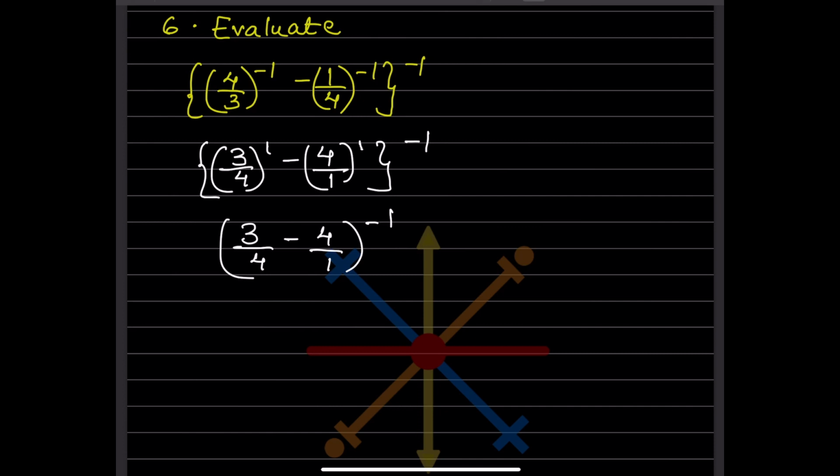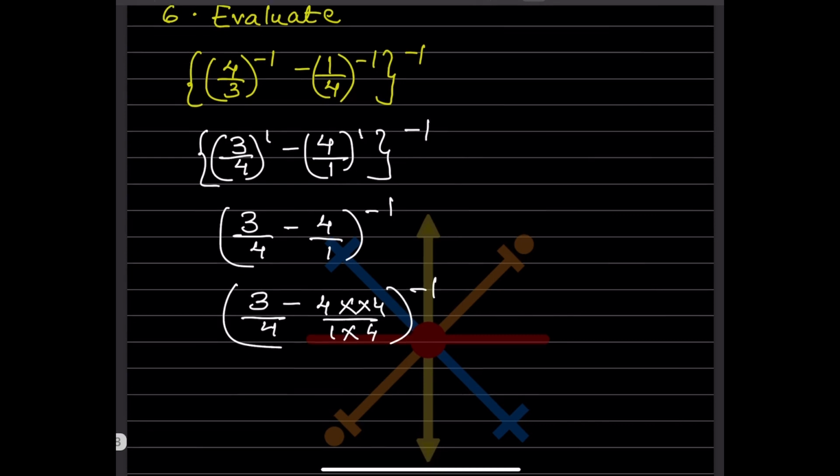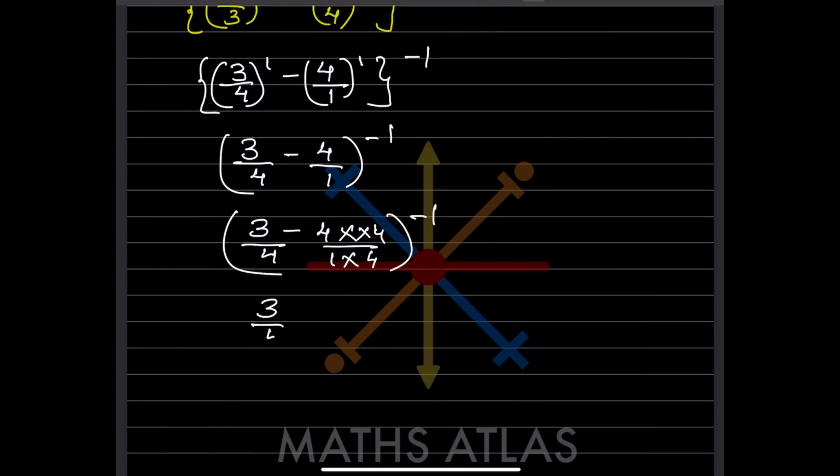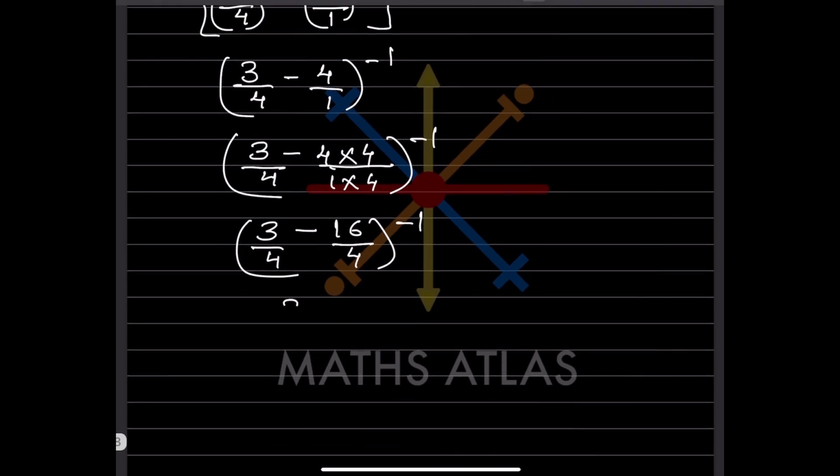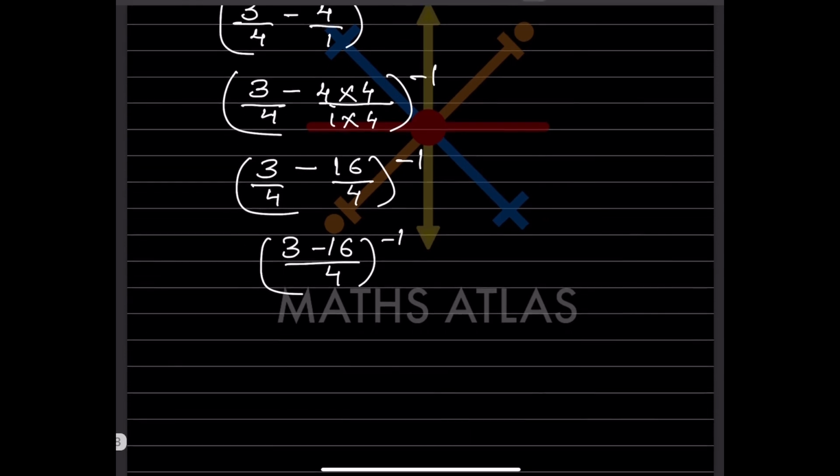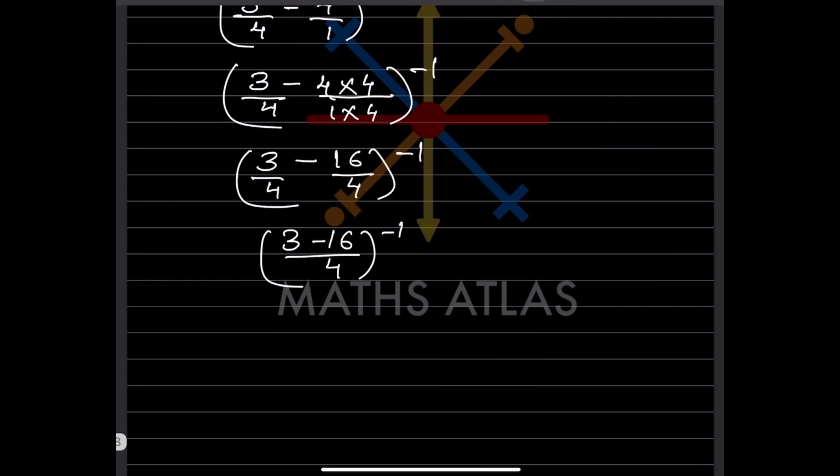So what you can write here, 3 minus 3 by 4, 4 into raised to minus 1. So it is going to be 3 by 4 minus 16 by 4 raised to minus 1. So this is going to be 3 minus 16 by 4 raised to minus 1. So here it could be minus 16 plus 3. That is going to be minus 13 by 4 raised to minus 1.